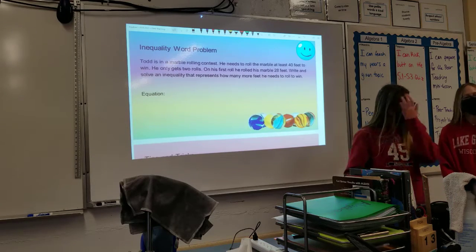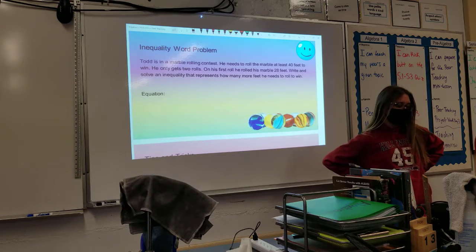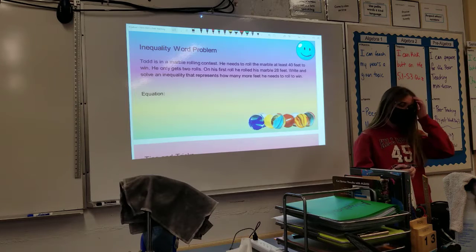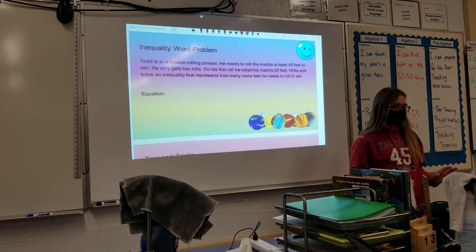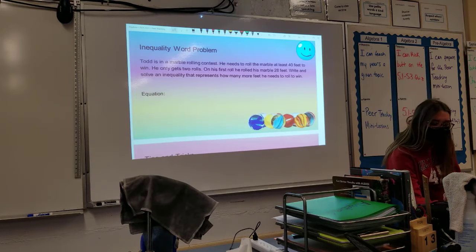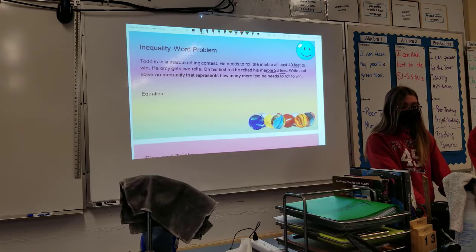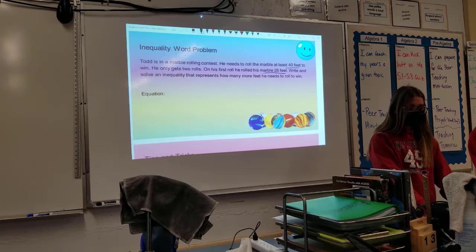Now an inequality. Todd is in a marble rolling contest. He needs to roll the marble at least 40 feet to win. He only gets 2 rolls. On his first roll, he rolled his marble 28 feet. Write and solve an inequality that represents how many more feet he needs to roll to win. So he needs at least 40 feet, and he rolled the marble 28 feet. So you would do the variable, which is how many feet he needs left.